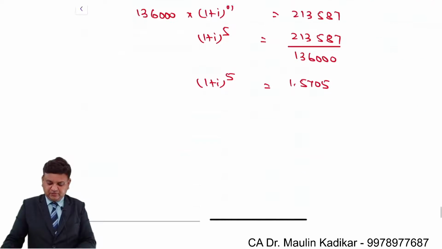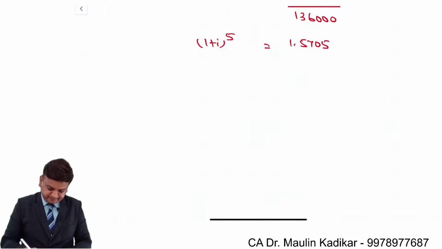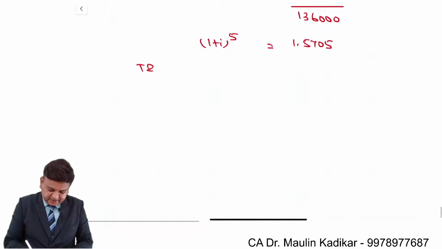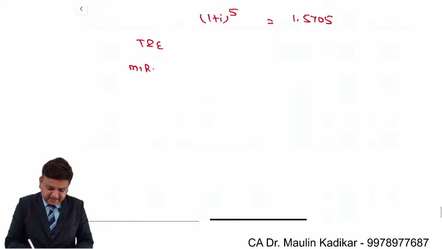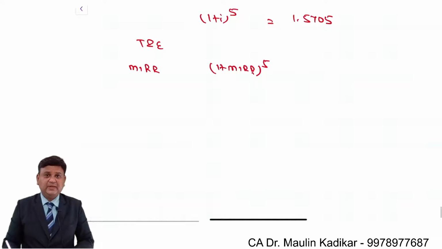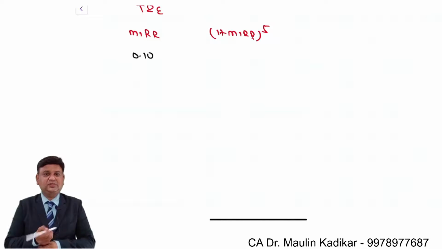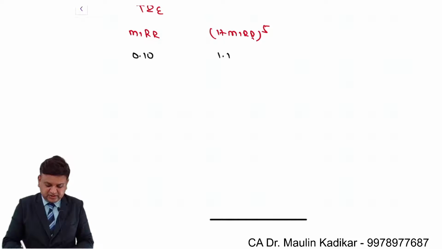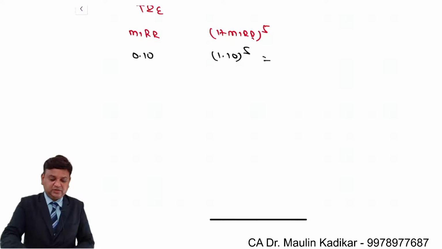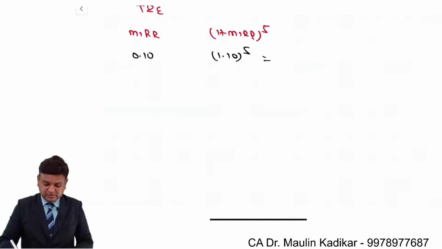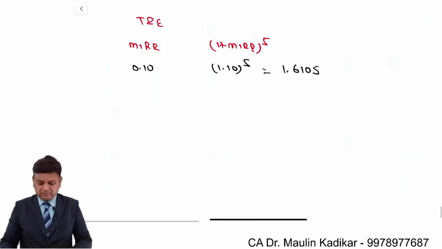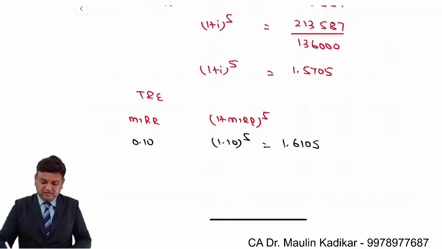So now friends, we understand we have to adopt the trial and error method for doing the answer. Trial and error method: MIRR and (1 plus MIRR) raised to 5. Let us assume that the modified internal rate of return is 10%. Why is the 10% assumption made? There is no reason, we can make an assumption for any other rate also. So 1.10 raised to 5 is 1.6105. So 1.6105 is exceeding what we require. So the answer would be less than 10%.